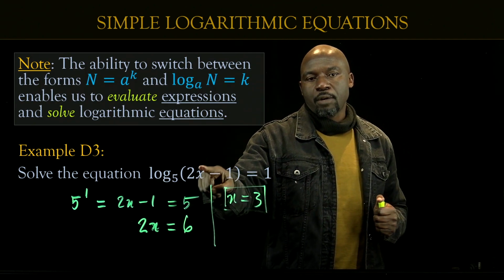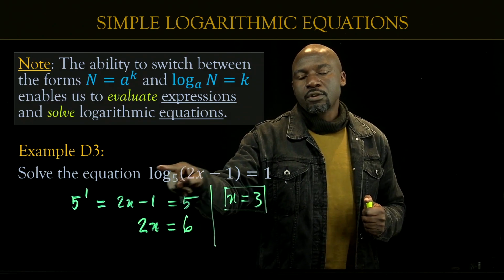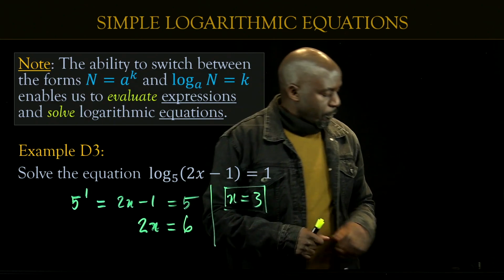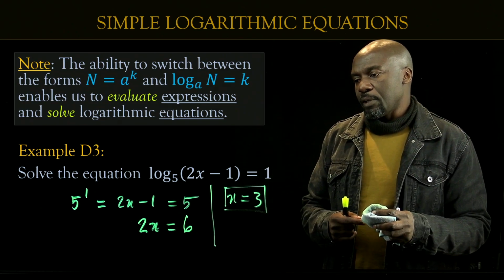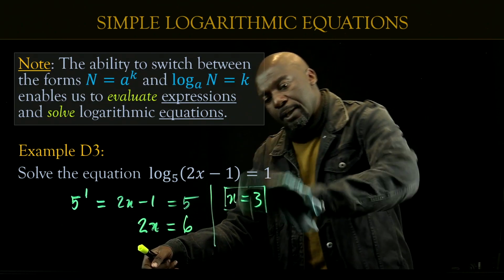If we put 3 here, we get 6. 6 minus 1 is 5 in the bracket. So log to base 5 of 5 is equal to 1, like that, which is true, as we will see when we look at the laws of logarithms. All right, so that's how we solve that. I hope you got it right.